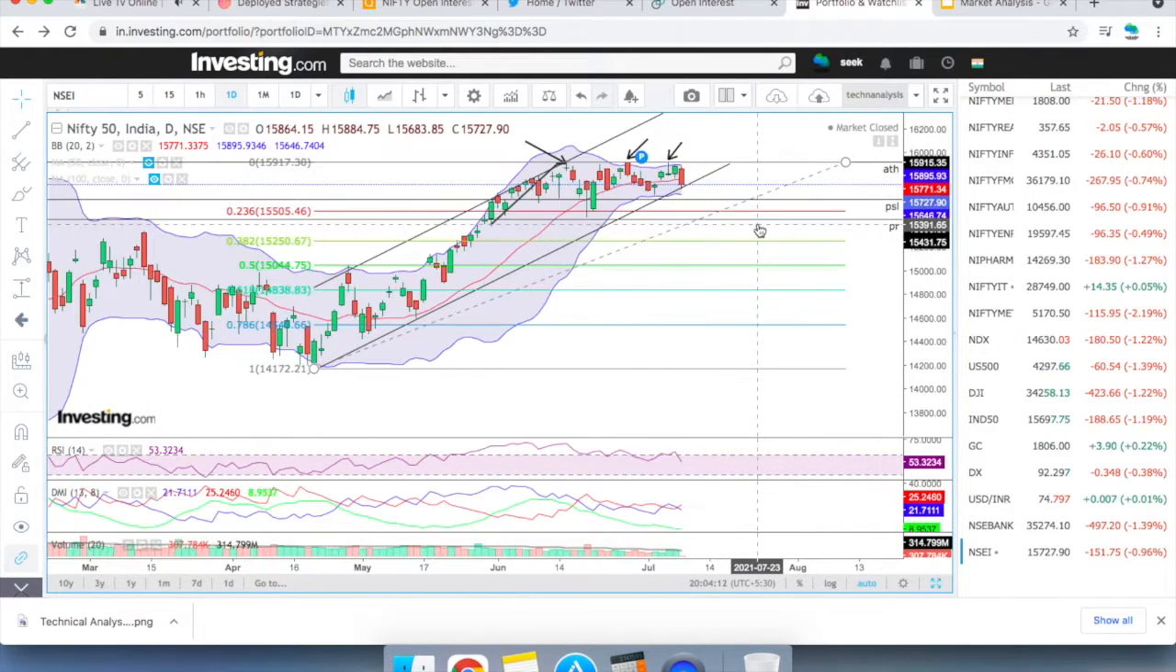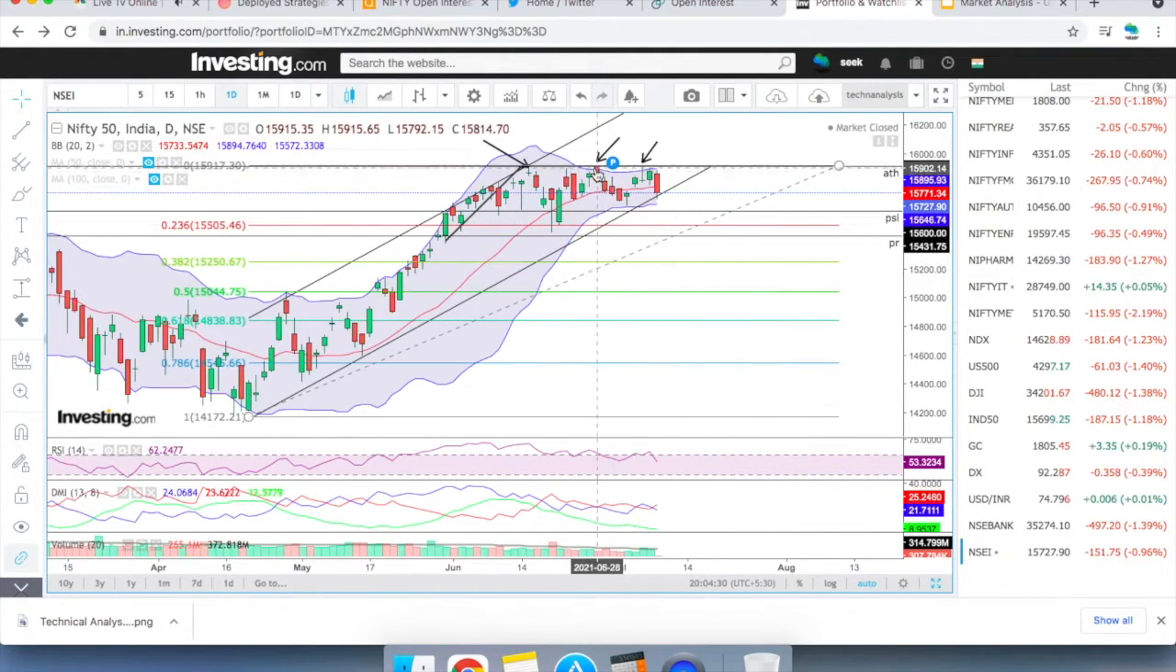So upwards, we can say it's bullish only if there is another all-time high above on a closing basis. No, unless and until we close, not just hit and come back, right? We close a daily candle above 15,915. Then we are back into bullishness. At that time this Bollinger Band will expand also.